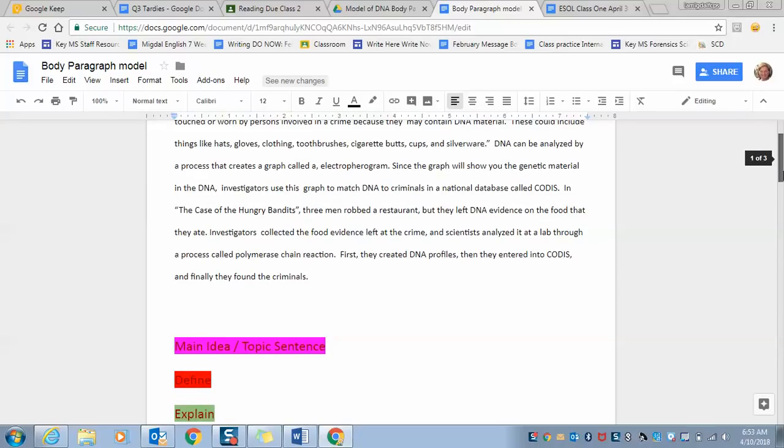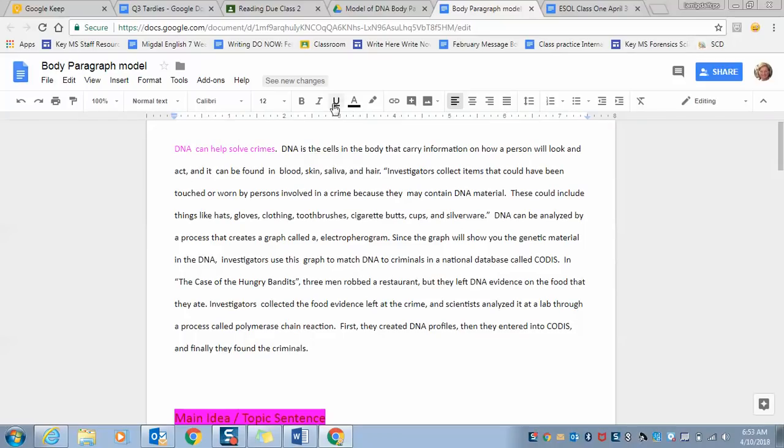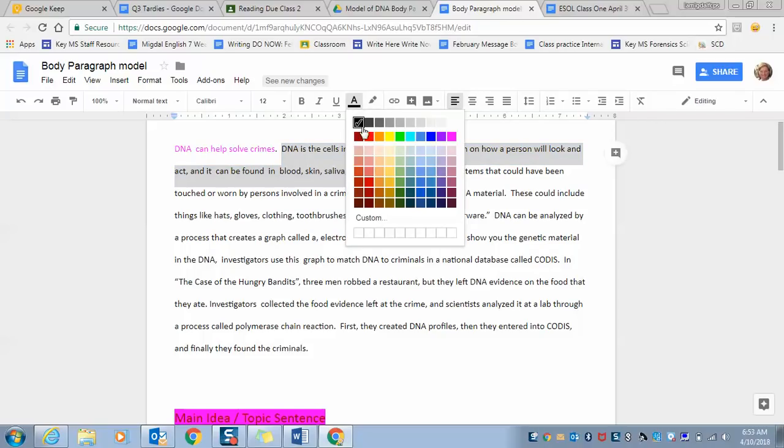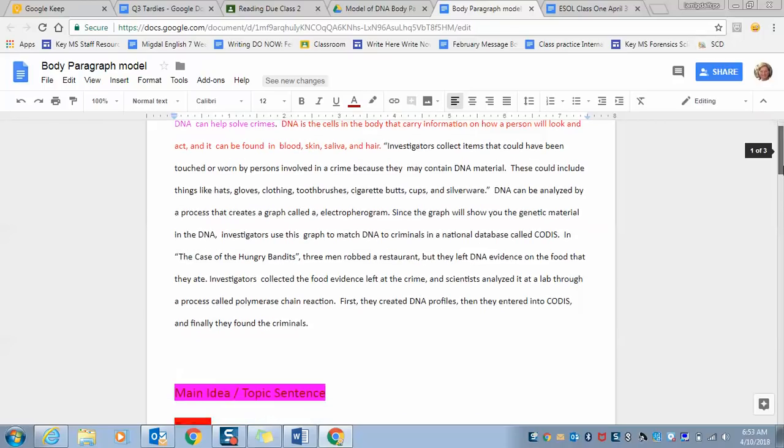Okay, the next step is red, and it's the definition of DNA. So the definition of DNA goes from here to about here. This is the definition of DNA and DNA evidence, I think. Actually, I think this is probably it. And it might take 1 or 2 sentences. This is just 1, but 2 is probably better. Okay? DNA is the cells in the body that carry information on how a person will look and act, and it can be found in blood, skin, saliva, and hair. Okay, so that's the definition.